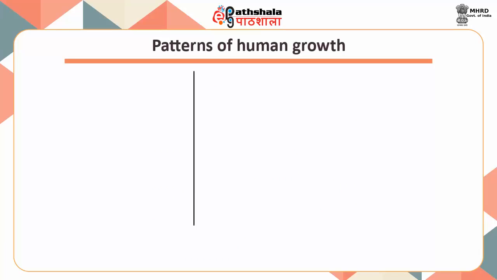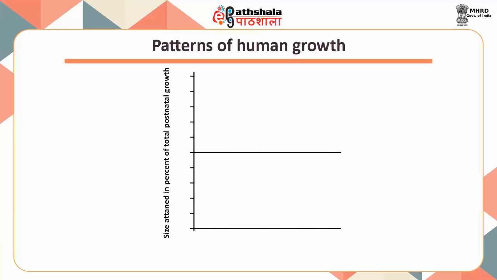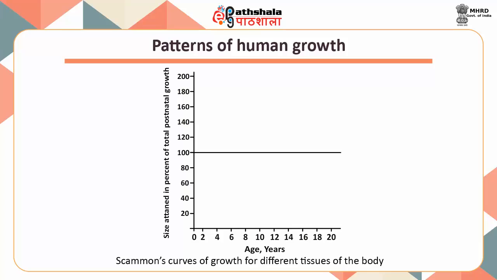In 1930, Richard Scammon proposed that the growth of different tissues and systems could be summarized in 4 patterns. Now, what are Scammon growth curves? The general curve describes the growth of the body as a whole and most of the systems of the body, including skeleton, respiratory, digestive, urinary, and circulatory. In circulatory, we include the heart and blood vessels.